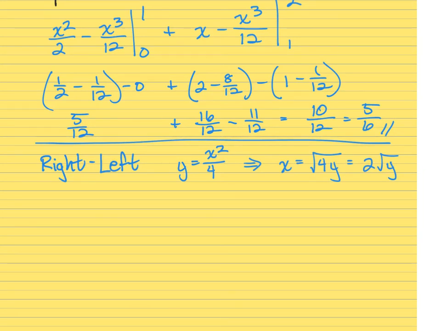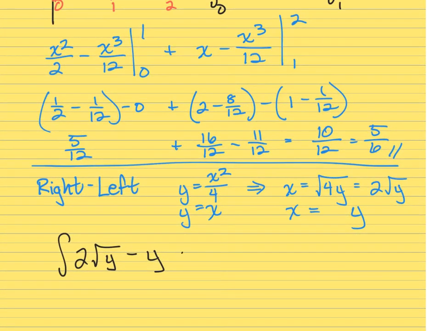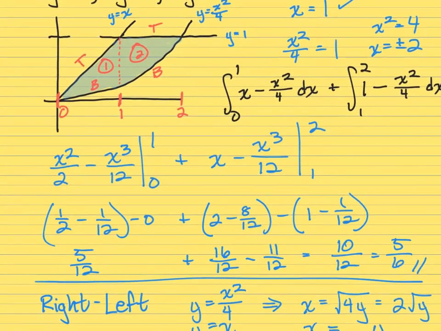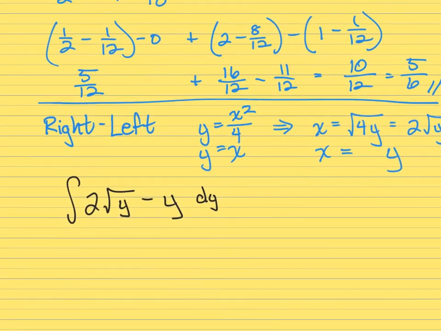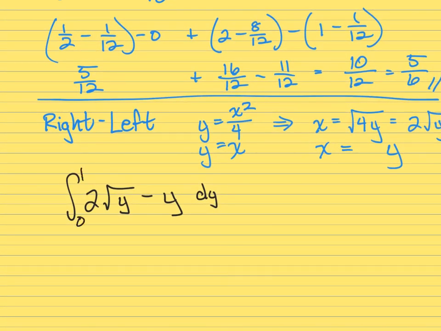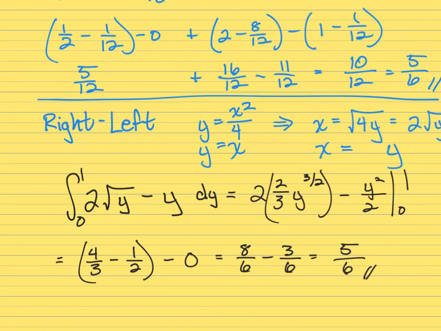Our left function, of course, is just y equals x, so x equals y, there's my left function. And so when I set this up, I'm going to do right function, which is 2 square root of y, minus left function. This will be a dy integral. If I look at my y limits, they run from 0 to 1. And so it turns out that doing it right minus left is actually easier. Okay, I'm going to integrate this real quick. And so there it is integrated.